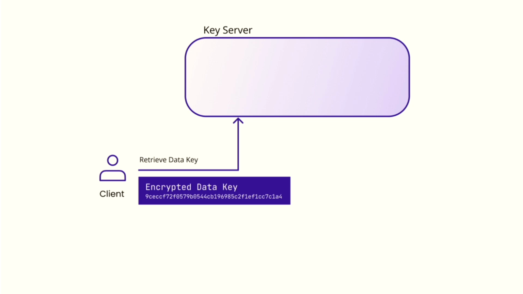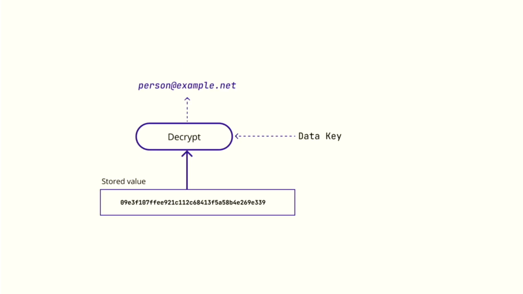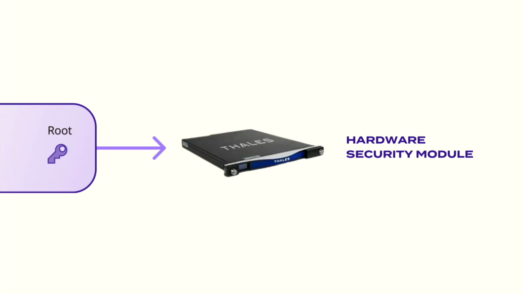When we want to decrypt, we're going to retrieve the original data key by sending that encrypted data key back to the key server. The key server is going to use its root key to decrypt that encrypted data key and send back the original data key. And we're going to use that decrypted data key to decrypt our original message. So it's sort of the chain of events that you need to follow. With me so far? Hopefully you're following that.